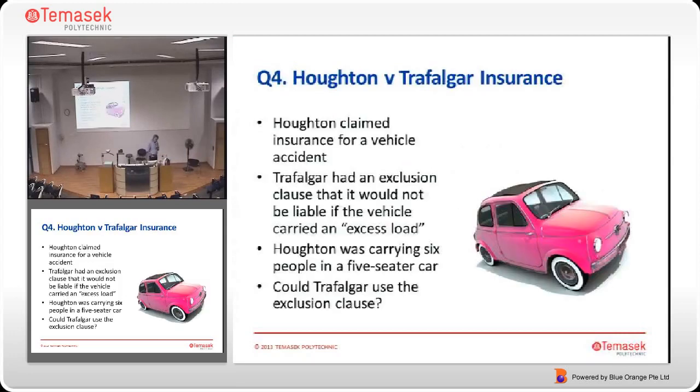Alright, so then we have this one which illustrates. So Houghton and Trafalgar Insurance. Houghton claimed insurance for a vehicle accident. So Trafalgar, which is an insurance company, had an exclusion clause that it would not be liable if the vehicle carried an excess load. Houghton was carrying 6 people in a 5-seater car. Could Trafalgar use the exclusion clause? Yeah, it's ambiguous, right? Excess load means what? How heavy, exactly? Is one person too heavy? How heavy is that person? There's no statement also of what is the maximum load. It doesn't say, it's ambiguous.